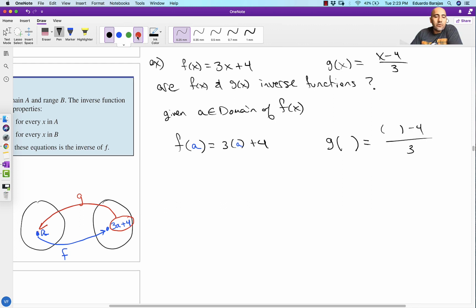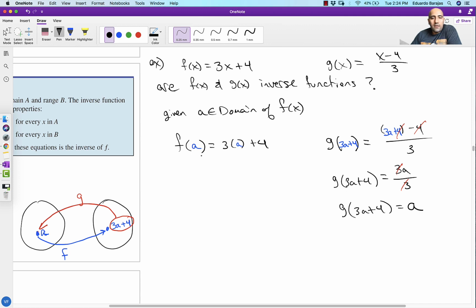And that blank is going to be the 3a plus 4. When I plug in 3a plus 4, the plus 4 and the minus 4 are going to cancel. Then I'll be left with g of 3a plus 4 equals 3a over 3, and then the 3's cancel. So I've shown that the g function is going to reverse the process and bring me back to a.